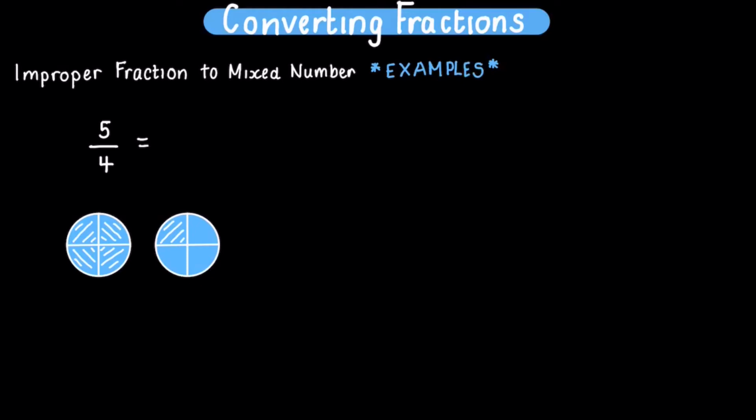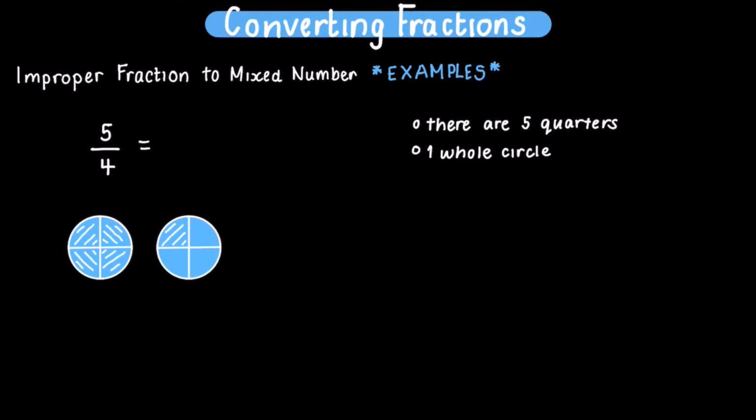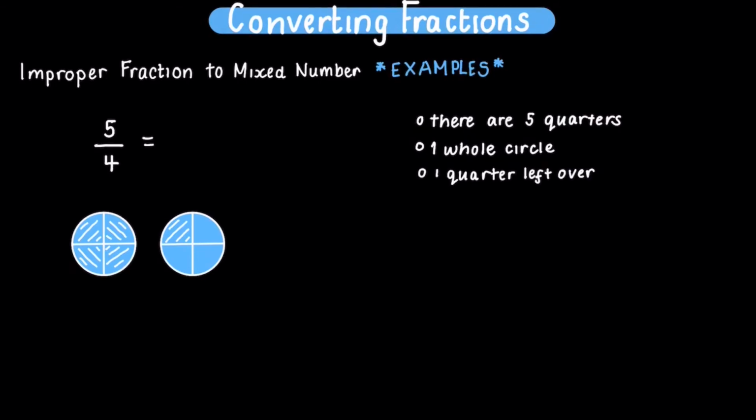So again, we have to ask ourselves which circle has a full circle. It's all been shaded. We have exactly 1 full circle. So we know that the whole number part of our mixed fraction has to be 1. And then we only have 1/4 left over that has been shaded. So that is our fractional part. So our answer is, from an improper fraction into a mixed fraction, 5/4 is equivalent or equal to 1 and 1/4.